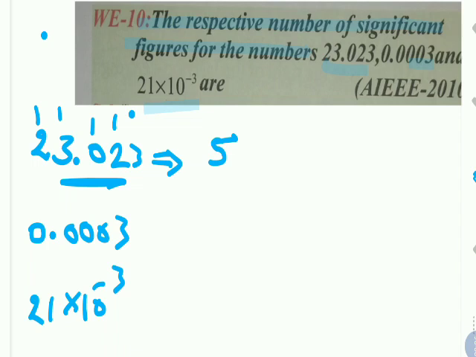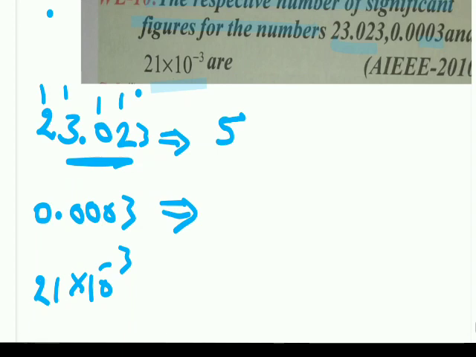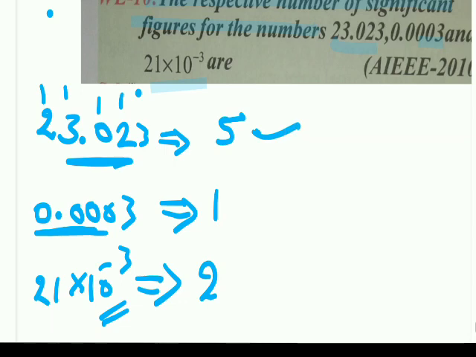5 significant figures. Look here: all non-zero numbers are significant figures, and zeros between the decimal point and the first non-zero digit are not significant figures. So here the significant figure is 1 only. Power values are not significant figures, so here significant figures are 2. This is our answer: 5, 1 and 2 significant figures.